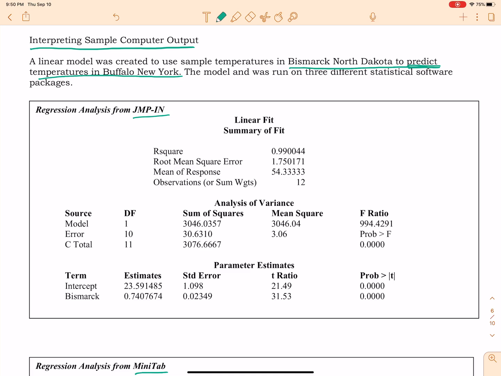If I am predicting temperatures in Buffalo, New York, then that means Buffalo is my y value. It is my response variable. So I've already got part of my equation. I am predicting temperatures for Buffalo using the temperatures from Bismarck, North Dakota.